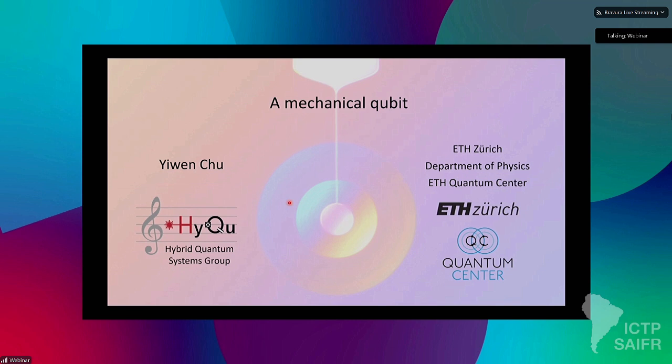Hello, everyone. I'm Yiwen Chu. I come from ETH Zurich, and thank you for inviting me to speak in this session. I'll be telling you about some of our recent work on experimentally implementing a mechanical qubit in our group. I'll start by first telling you what I mean by a mechanical qubit.